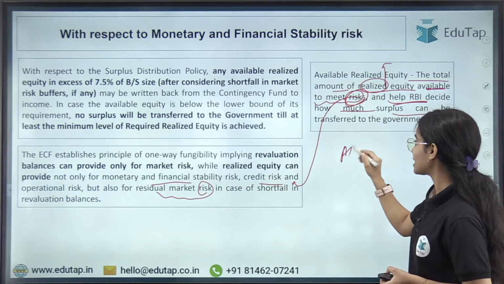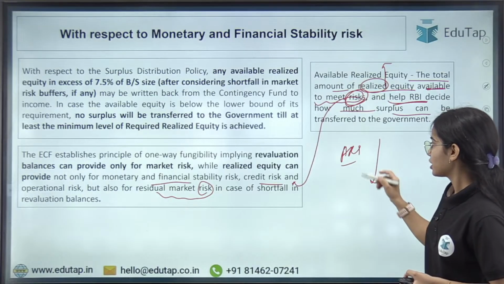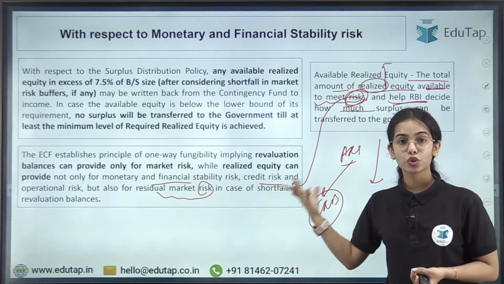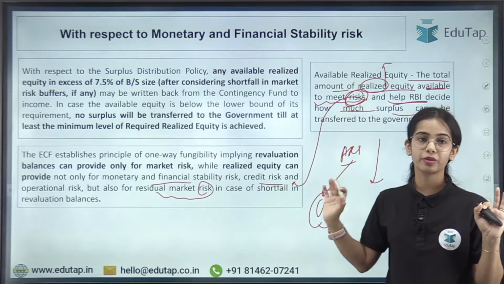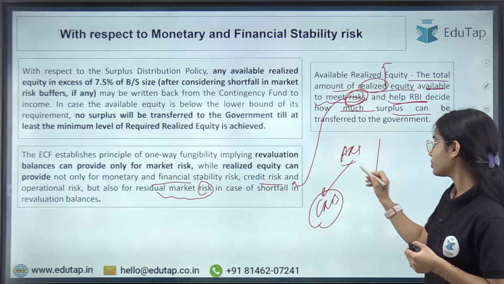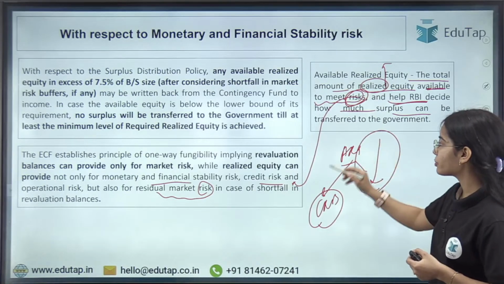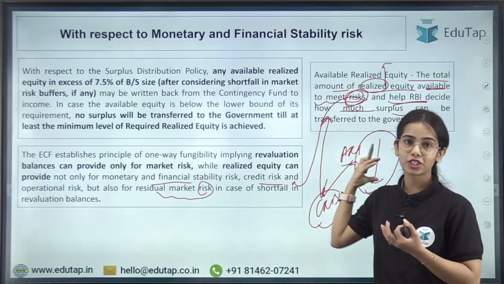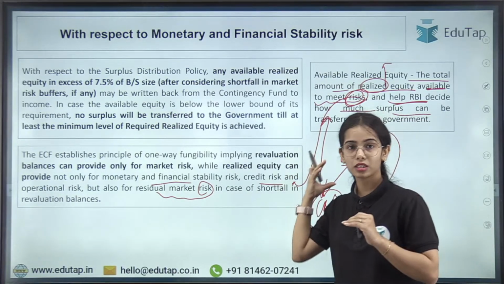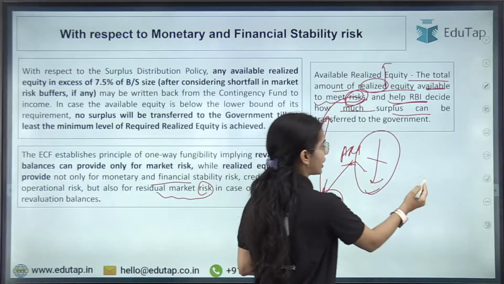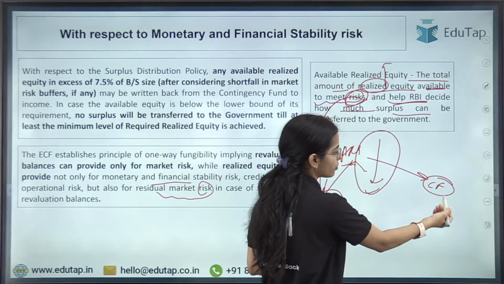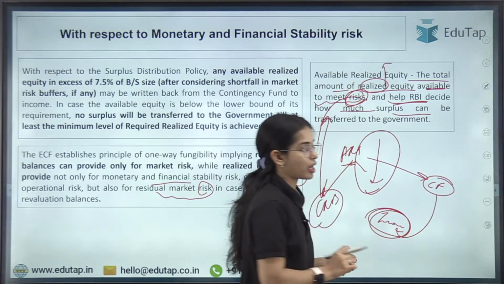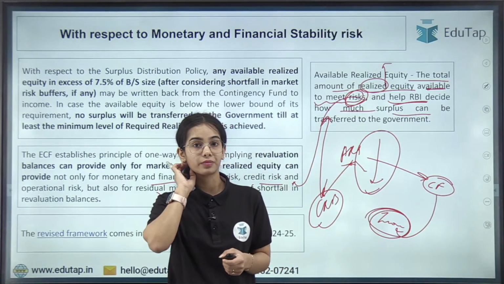If the available realized equity is very, very less, and it is not able to meet the contingent risk buffer of the lower bound, then no surplus transfer will be given to the government of India, because the available realized equity is very less. But let's say the RBI has very high available realized equity. In that case, the money will go from the contingency fund, of the available realized equity, to the income part of the RBI. Okay, so this is the idea.